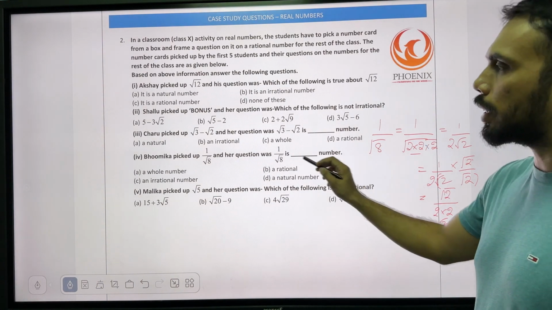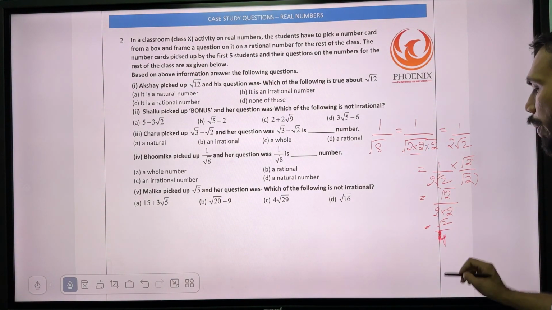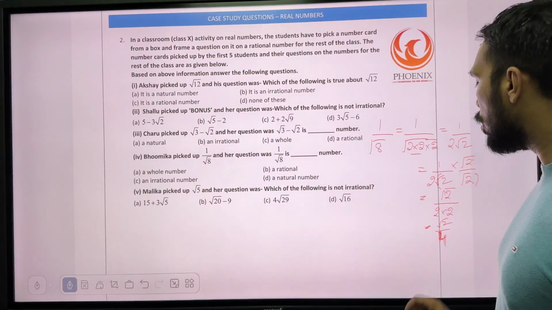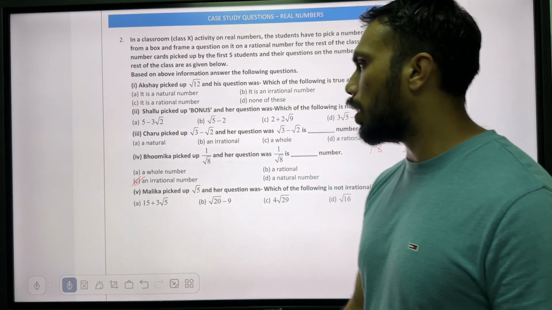So in the first instant itself, I can say that it is an irrational number. But make sure that it should be your habit to simplify the expression. So even after simplification, I am getting it as an irrational number. So this is C option.